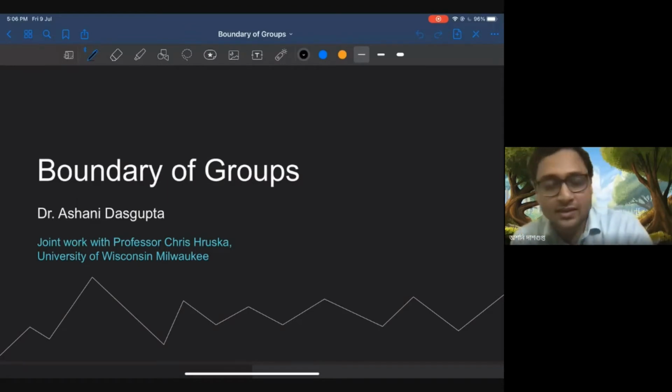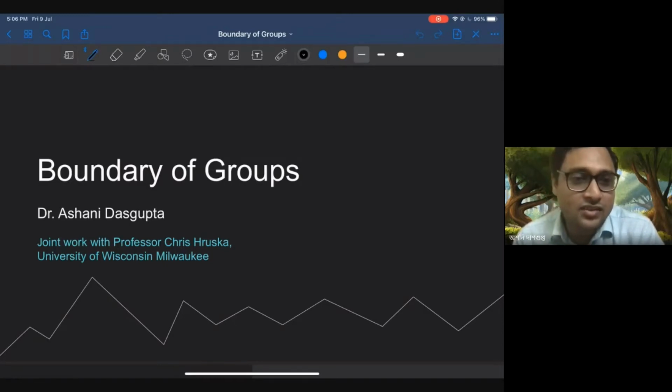Today we will be talking about something related to the boundary of groups. This is a joint work with my doctoral advisor, Professor Hruska, from University of Wisconsin-Milwaukee. And it actually offers a general solution to a very old problem, like a 30-year-old problem in group theory. And we will understand what that problem is.